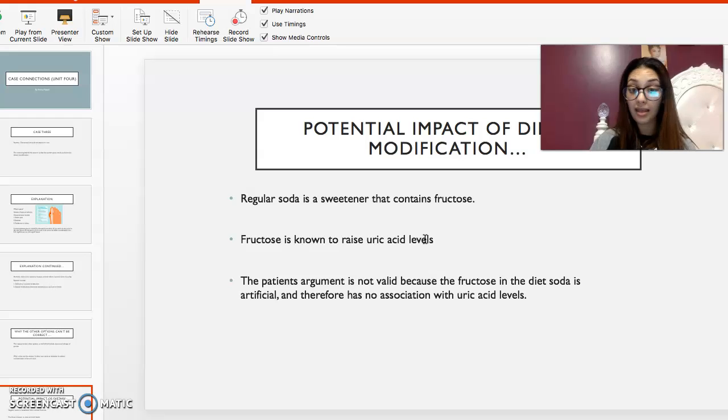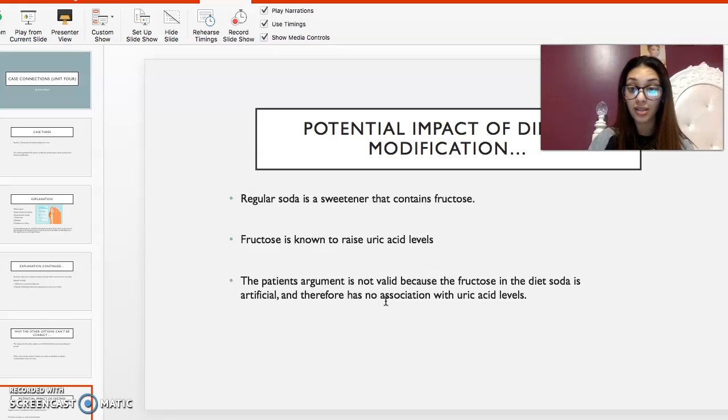And it does this by increasing its production through the ATP degradation, which is similar to ATP hydrolysis in a way, and that ATP degradation goes to the AMP, which is known as the precursor for the uric acid. So therefore, his argument cannot be valid, because the fructose in the diet soda is artificial and therefore has no association with the uric acid levels.